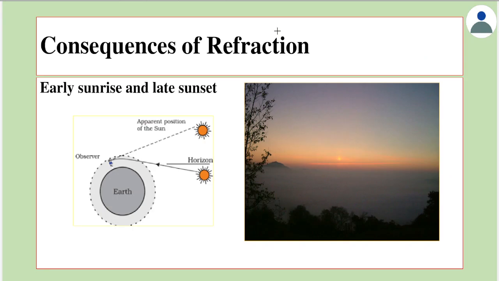The next topic is consequences of refraction. There are many consequences of refraction. An example we saw is the bending of a pencil, or of something put in water, like a stick put in water. There are many examples of refraction which are seen around us. One more example could be the twinkling of stars. But what is given in the syllabus is early sunrise and late sunset.